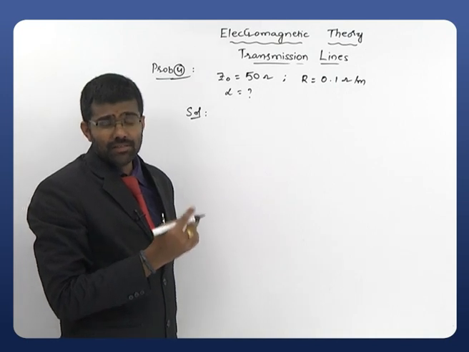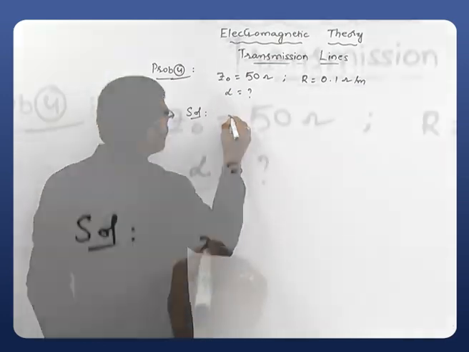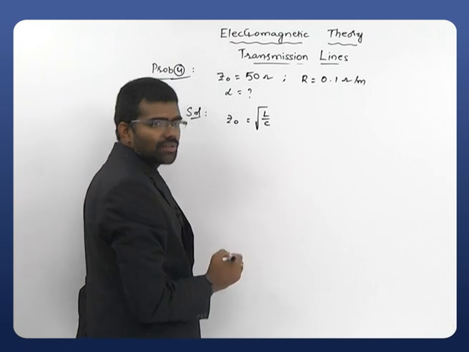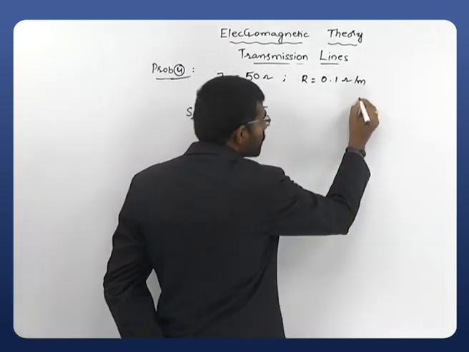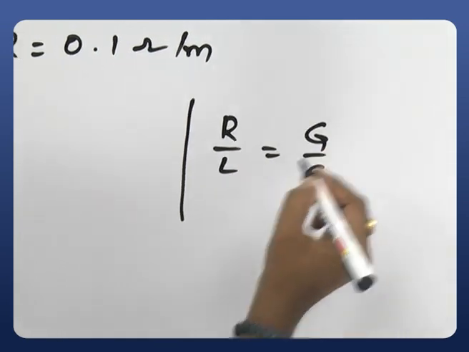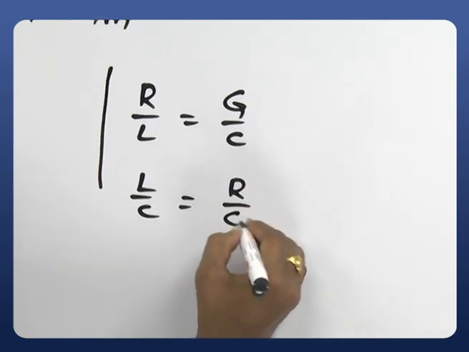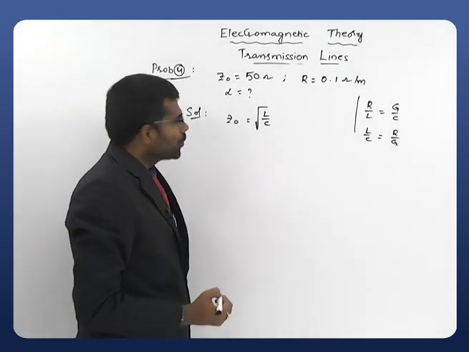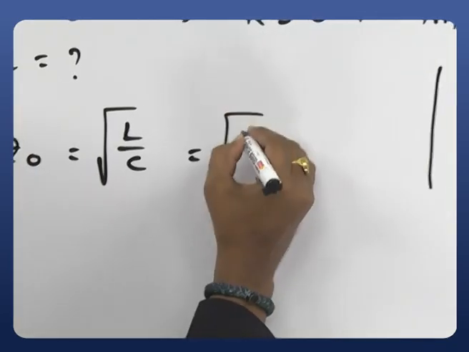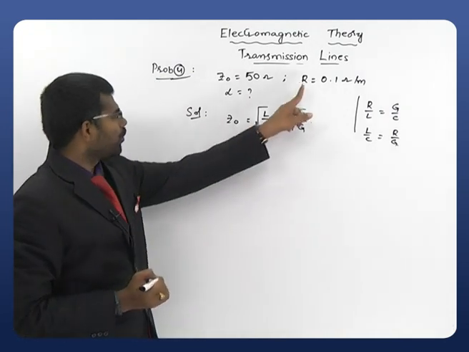For the distortionless line, just recap all the equations that we have. What is the equation for Z0 for a distortionless line? Z0 is equal to just root L by C. Prior to that, go to the condition for distortionless line. What is the condition for distortionless line? R by L is equal to G by C. From this one you can write L by C is equal to R by G, right? So whenever there is L by C, you can replace that one with R by G. So this can be written as square root of R by G. So Z0 is obtained, R we have.